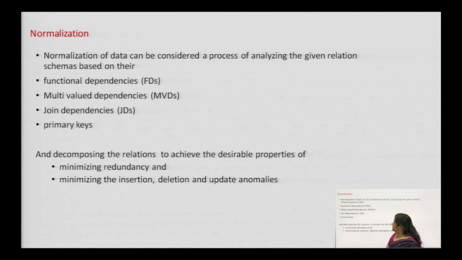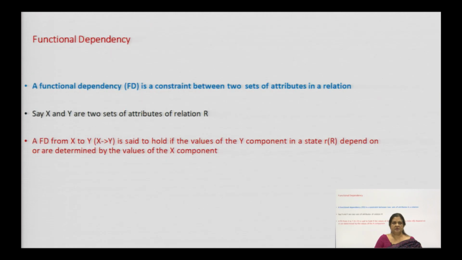I have already told you the second normal form, third normal form and the Boyce-Codd normal form are based on functional dependencies. Multi-valued dependencies lead to the fourth normal form, and join dependencies lead to the fifth normal form. So, normalization of data is a process of analyzing the given relation schema based on the dependencies and the primary key and decomposing the relations to achieve the desirable properties of minimizing the redundancies and minimizing the insertion, deletion and the modification or update anomalies.